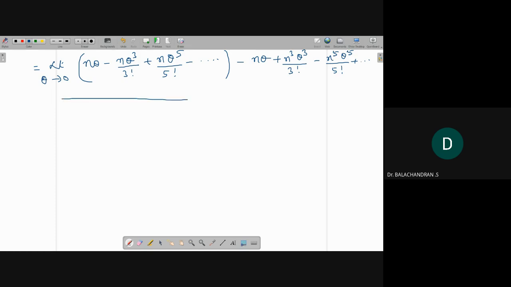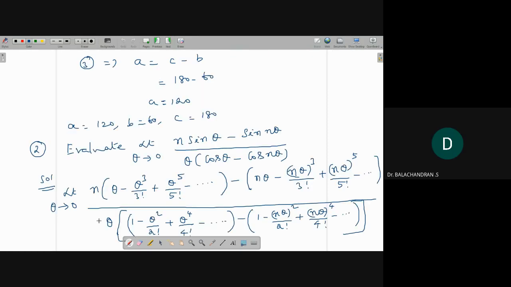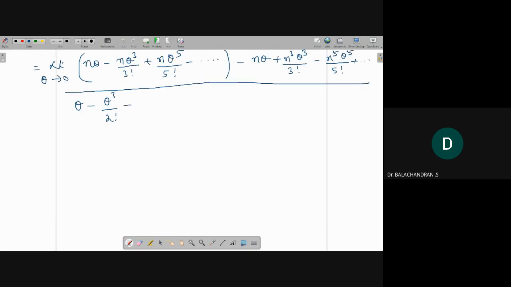So the denominator, you have theta. Please tell. Theta minus theta cube by 2 factorial. You are multiplying by theta. Yes, sir. Plus theta power 5 by 4 factorial, minus and so on.